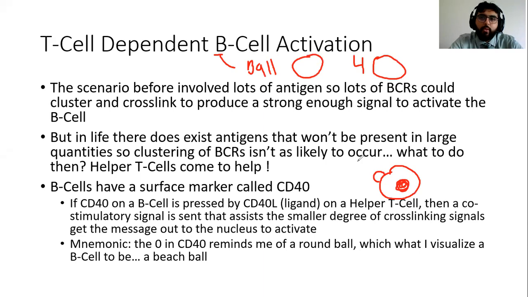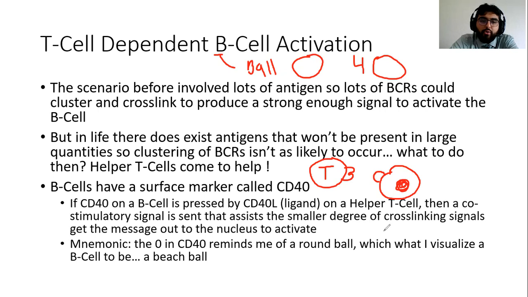You could make the case, though, that... I won't get into it too much, actually. Maybe later. So you can think of CD40 as a button, and the helper T cell has a ligand that can essentially lock into CD40. A ligand has a corresponding protein to it, right? So CD40 ligand binds to CD40. Pretty self-explanatory. So CD40 is on the B cell, CD40 ligand is on the helper T cell.